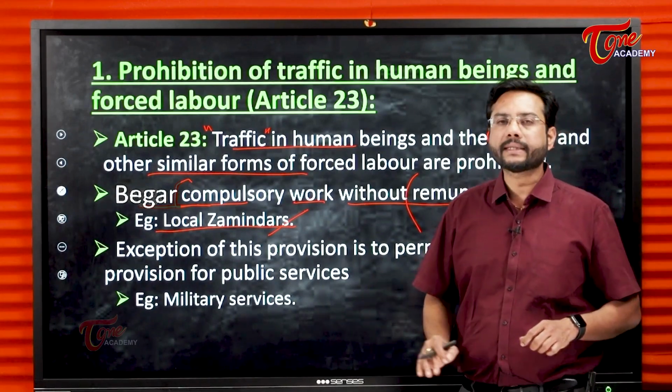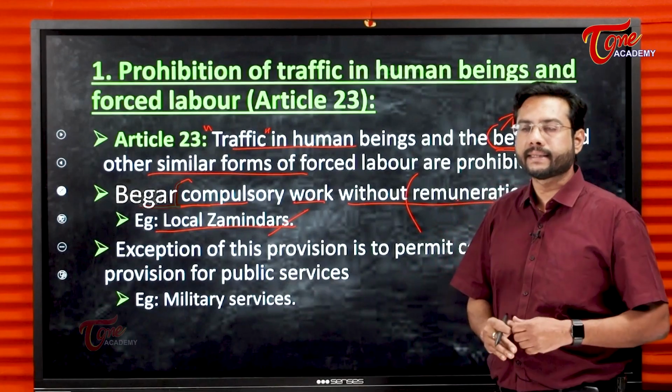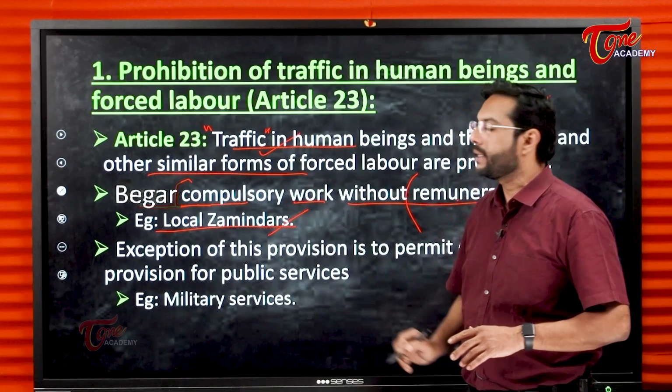So now we have understood what begar system is and what Article 23 says. It's a comprehensive word when we say traffic in human beings.